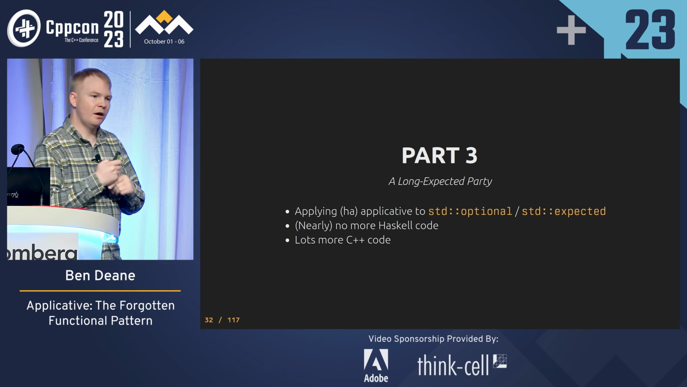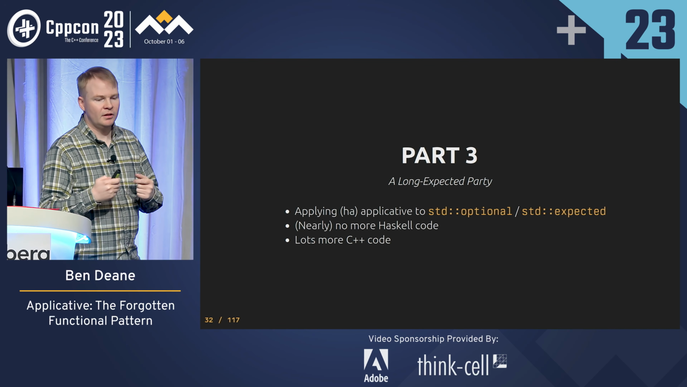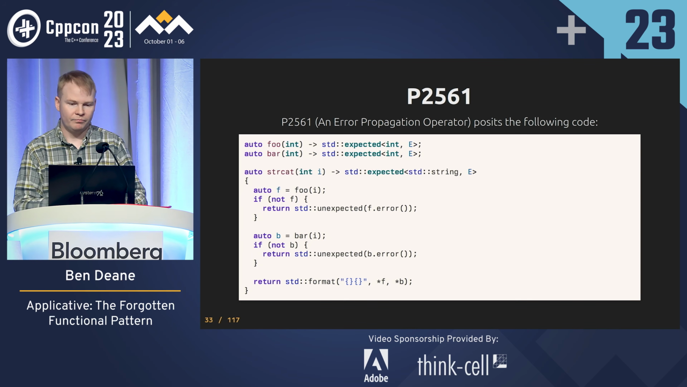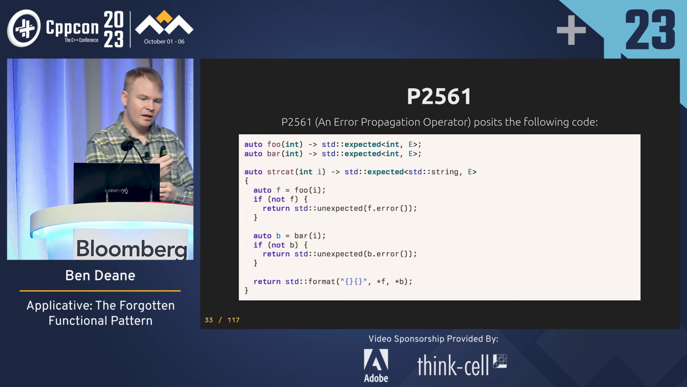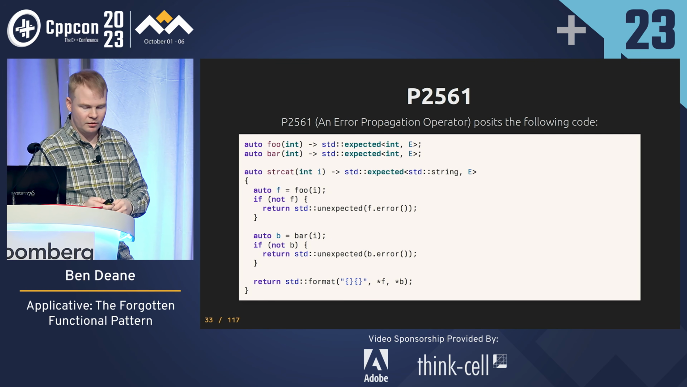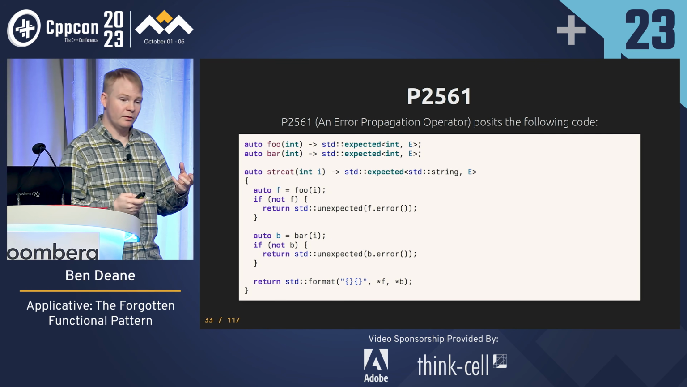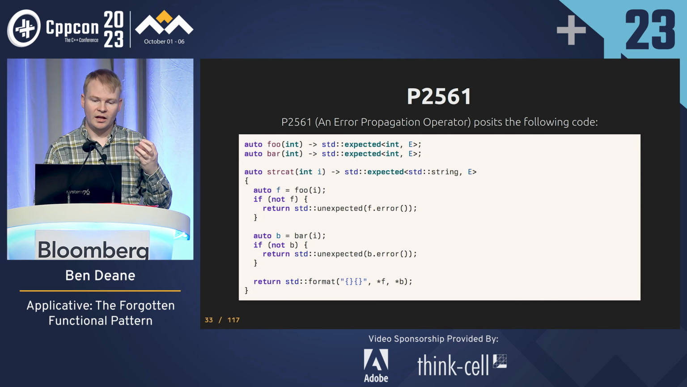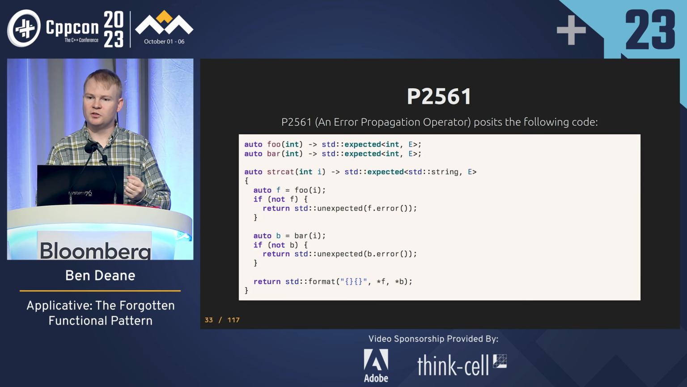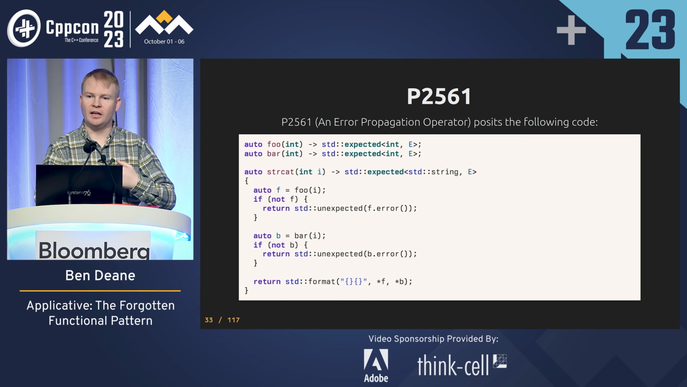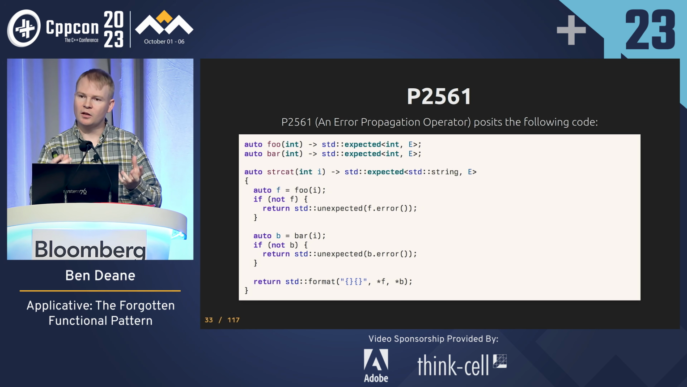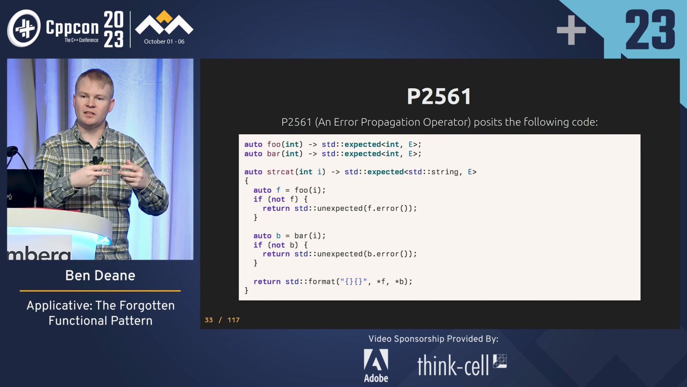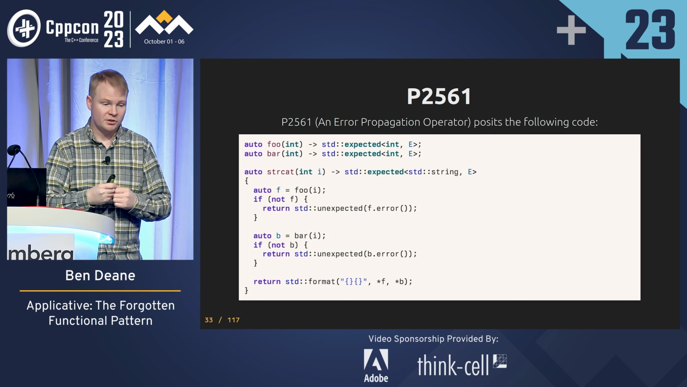So let's have a look at how applicative looks in C++, or how I think it should look. One of the reasons I made this talk was I saw the following paper, and it's positing a language addition to C++ to allow something like the coalescing operator, so that if things return unexpected results, we can early exit from a computation.